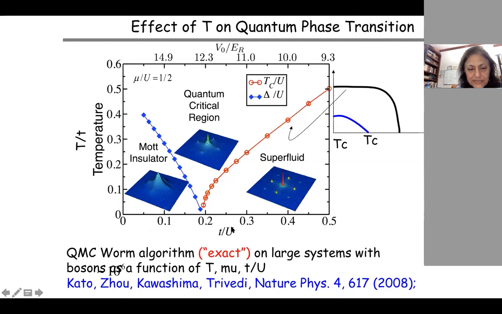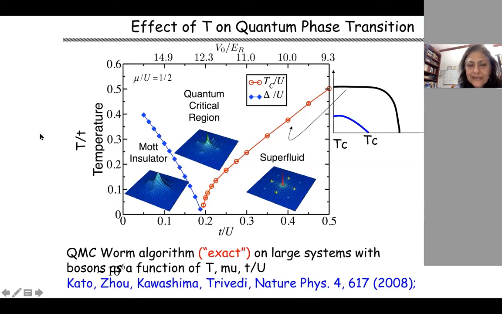Suppose I start from here and I start increasing hopping, why is the gap decreasing? Would anybody like to tell me? At hopping equal to 0, the gap is on the order of U. That's the energy cost to add an extra boson and make a doubly occupied site, right? Because if you have 1 per site, they are all okay. There's no double occupancy. But if I force another atom on top of it, it costs an energy U.